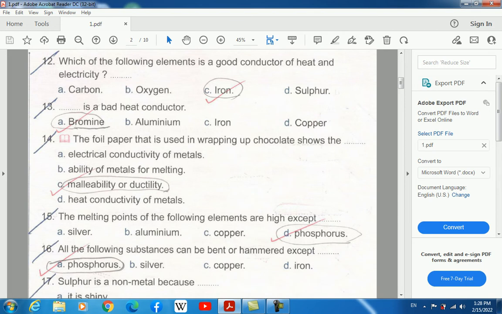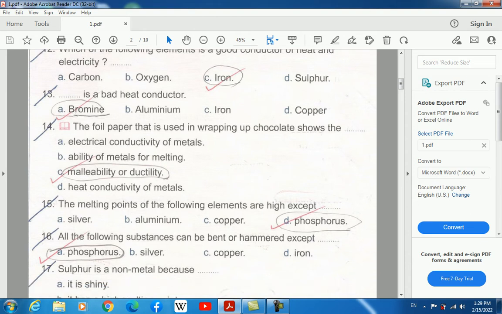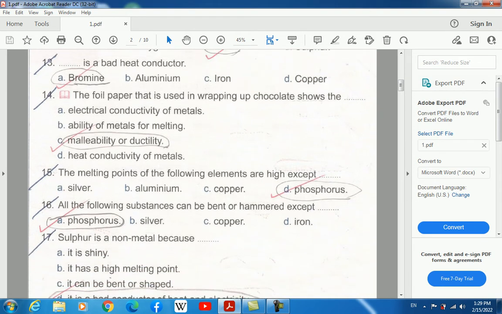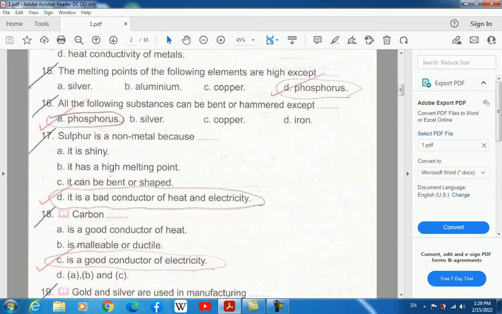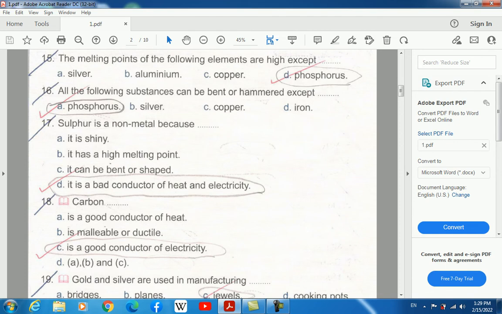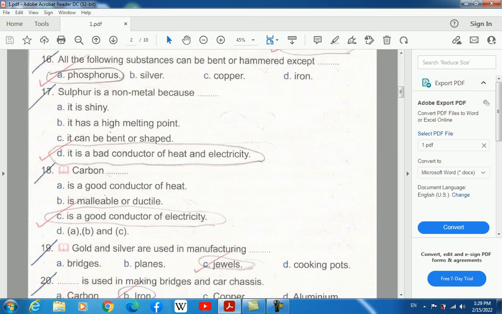12. Which of the following elements is a good conductor of heat and electricity? Iron. 13. Bromine is a bad heat conductor. 14. The foil paper that's used in wrapping up chocolate shows the malleability or ductility. 15. The melting points of the following elements are high except phosphorus. 16. All the following substances can be bent or hammered except phosphorus.